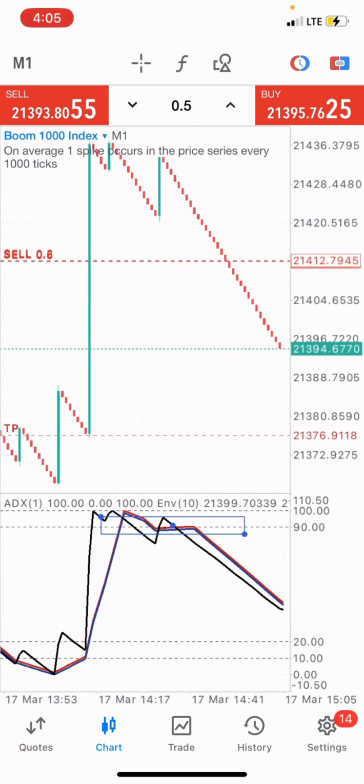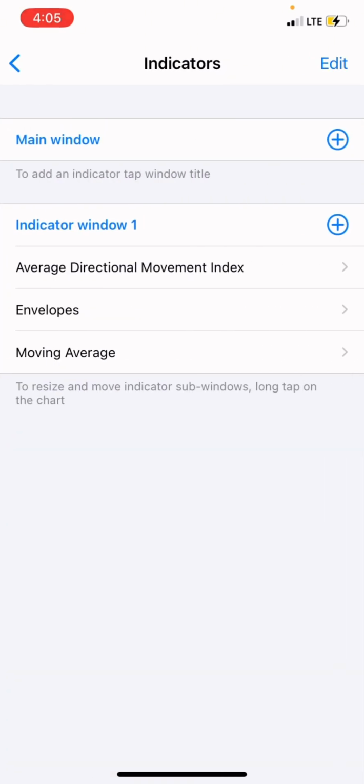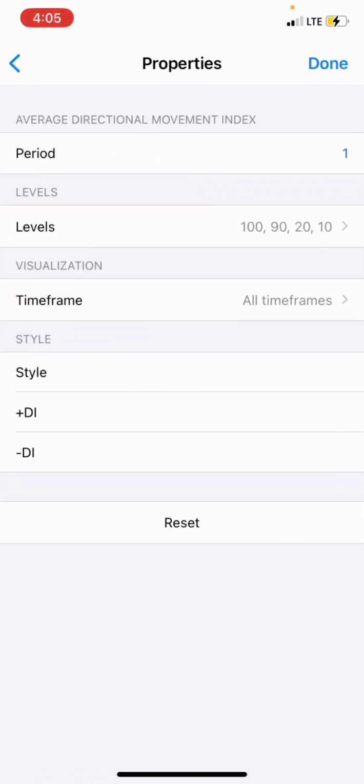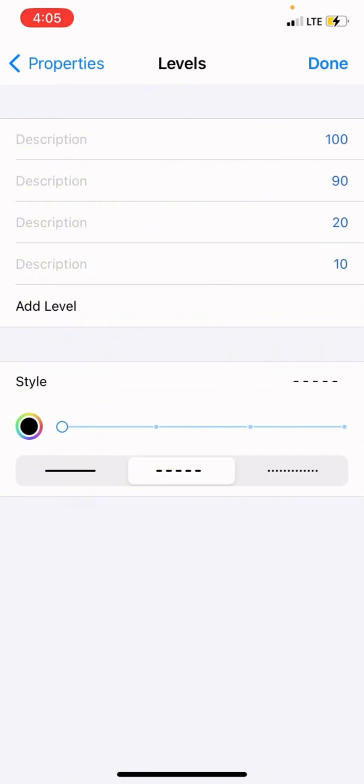So here we go. All you have to do is set up these indicators, set up exactly as I'm going to show you in this video. So let's quickly do it together. For the main window we don't need any indicator, but for indicator window one, we're going to be adding the directional movement index. We're going to be adding the following parameters: period of 1, levels 100, 90, 20 and 10. Make sure you set it up just like this.